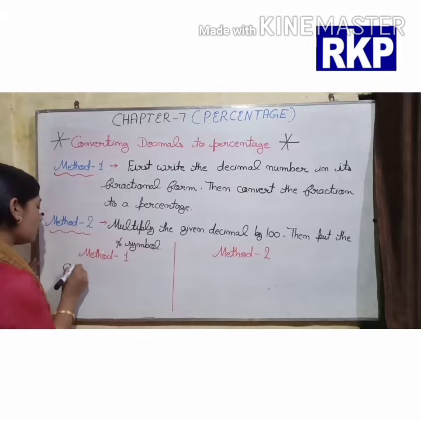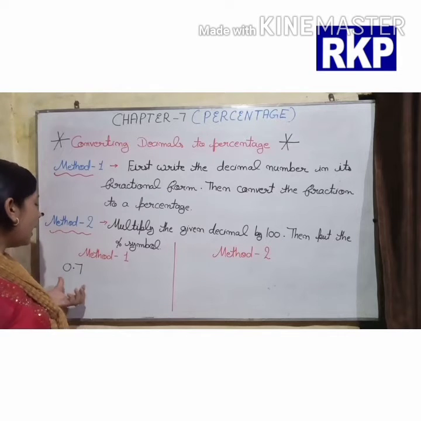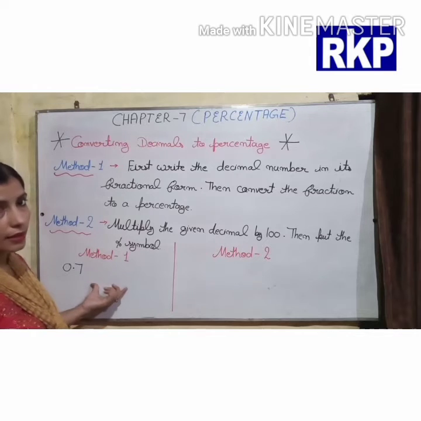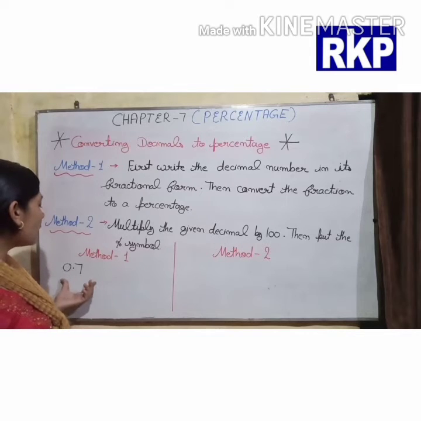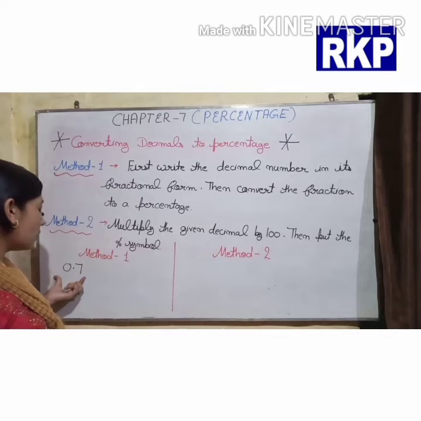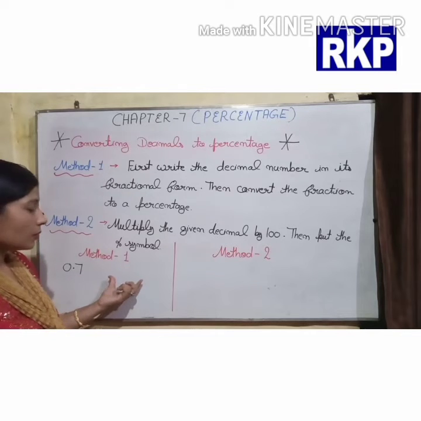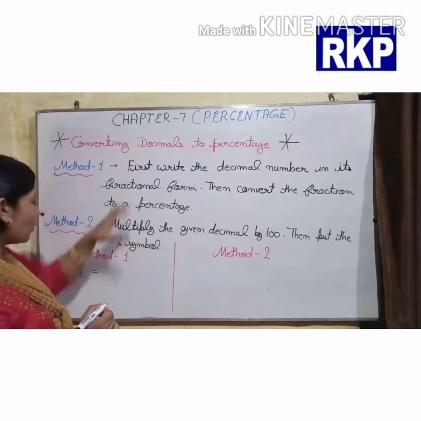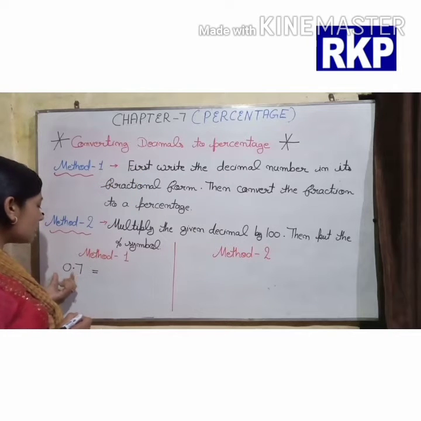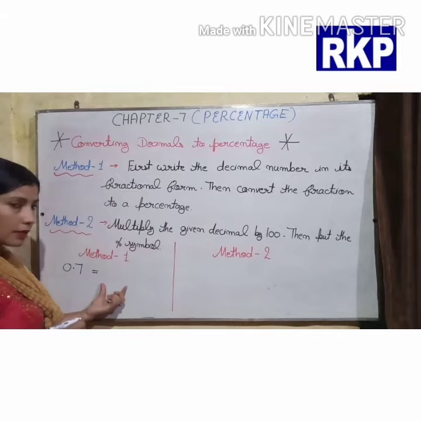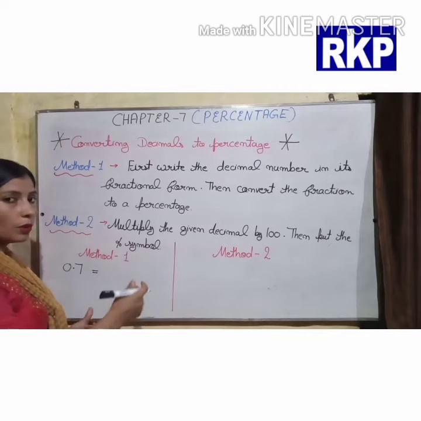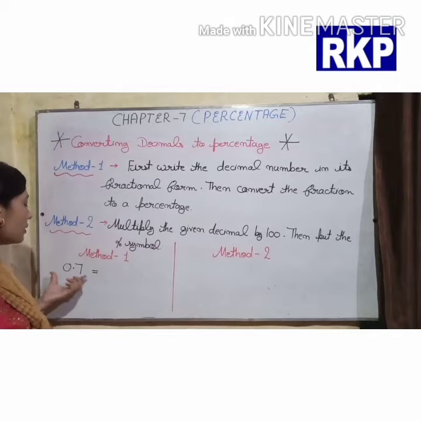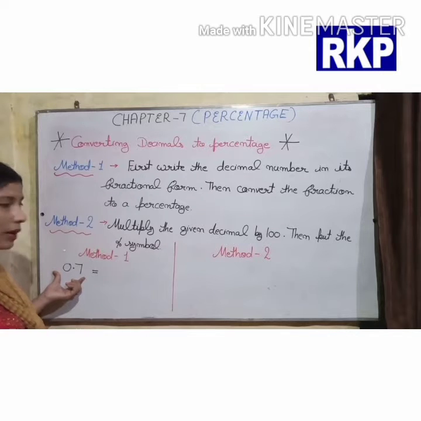If we have 0.7 and we want to convert this decimal number into percentage. Okay, so let us see how we can convert it. According to this method, beta, first of all we need to convert this decimal number into a fraction and then into percentage. You know very well how we can convert a decimal number into a fraction.